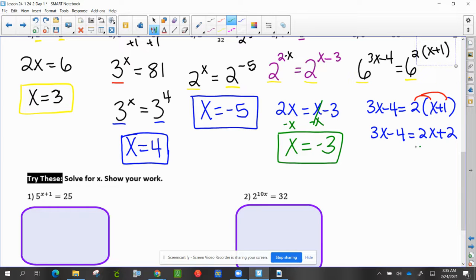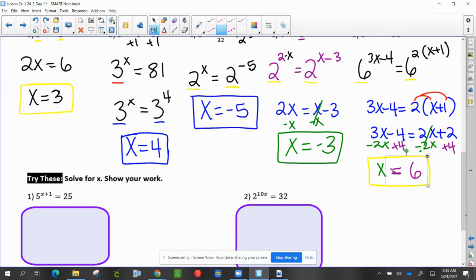And now let's get our variables on one side. So I'm going to subtract the 2x over. It's going to give me 1x. Okay, I'm going to add my constants to the right side. So I'm going to add the 4 over. So 2 plus 4 is 6. And then this problem is done. We have x equals 6.